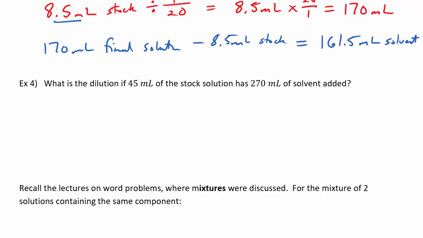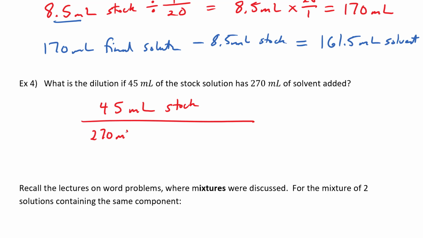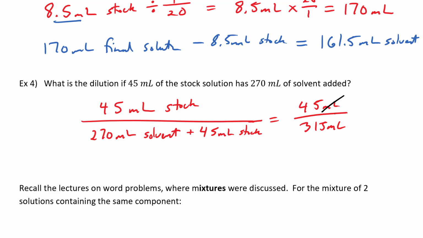Example 4. What is the dilution if 45 mils of stock solution has 270 mils of solvent added? So my stock solution was 45 milliliters. I'm going to add to that 270 mils of my solvent. Now remember, when we're talking about fractions, we're talking about total solution. So I have to add that stock solution onto the bottom. Add those up. Mils will cancel each other out, and we can simplify this fraction down to 1 over 7.